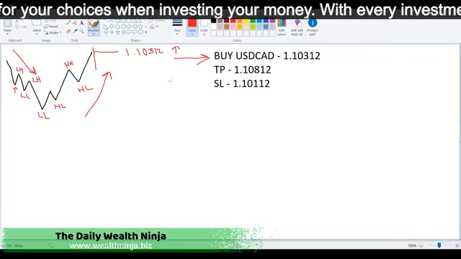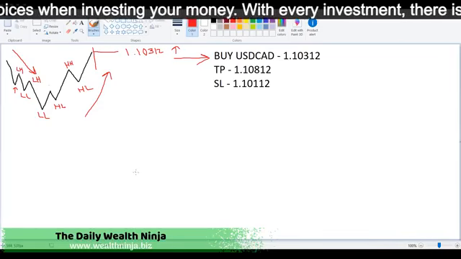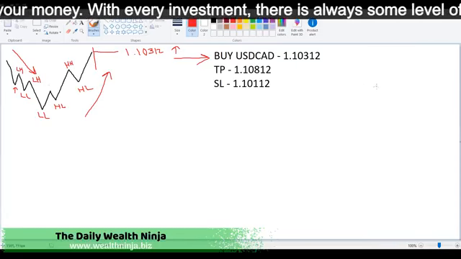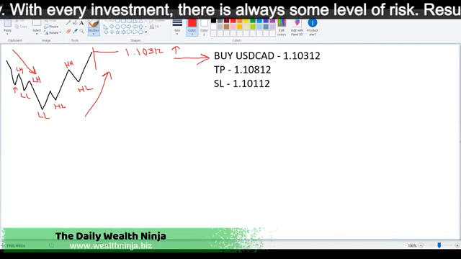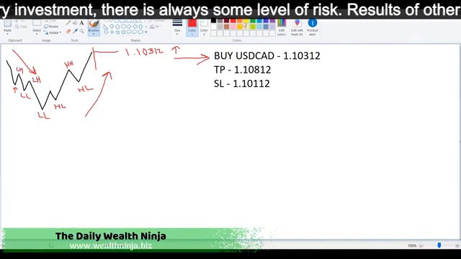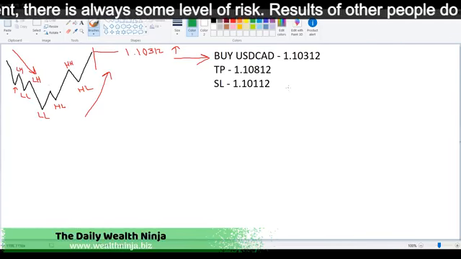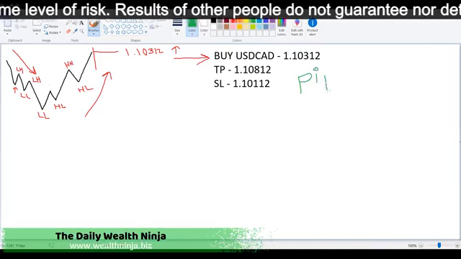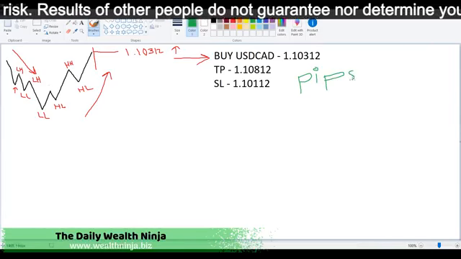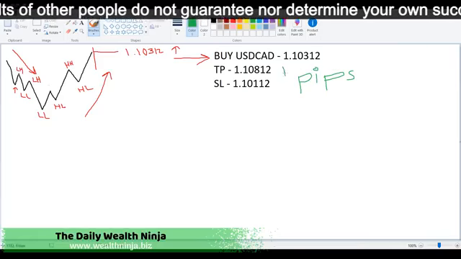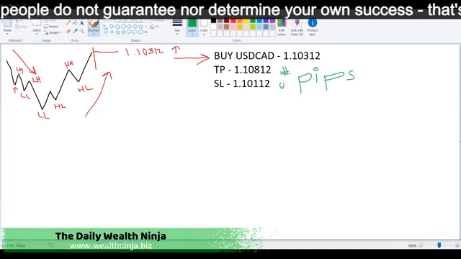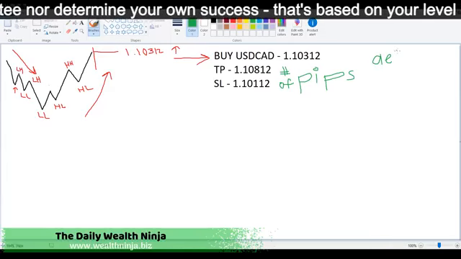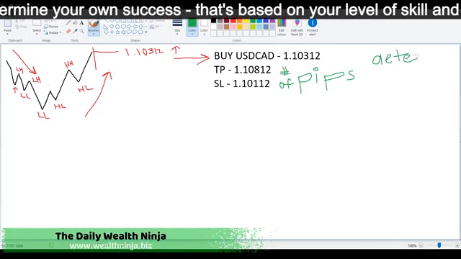So as I said in my description, I had a very heated discussion with my team about pips. Now, with Forex, I would not say that pips are everything. Yes, they are required in order to create additional income. Again, results not typical and past results do not guarantee your success. But the number of pips determines your success or your failure, right?